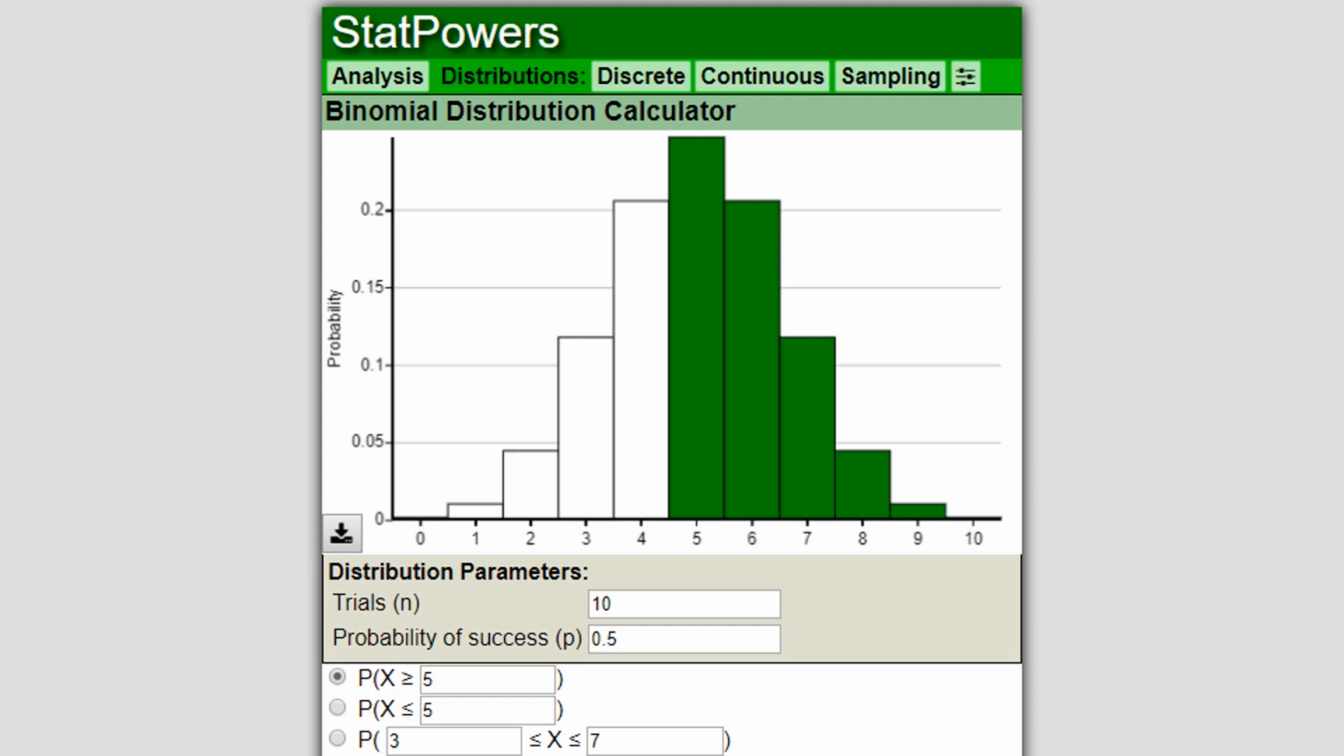Hello, this is Brian, and I'm here to demonstrate some of the discrete probability calculators that are part of the StatPowers website. There are, let's see how many.